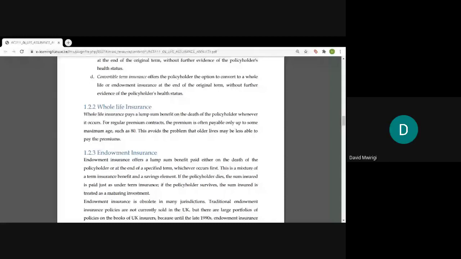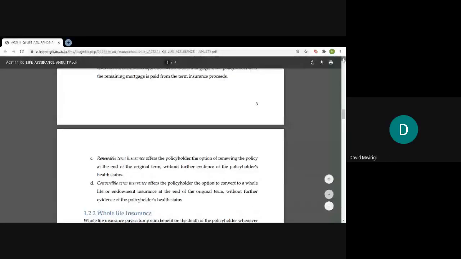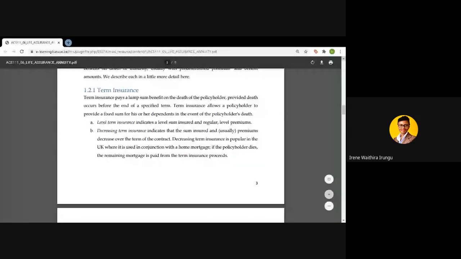Can you pardon, on the increasing, the increasing decreasing term. You've understood the level term, right? Yes. So with the decreasing, this is a scenario. Okay, let's go back to the level one.